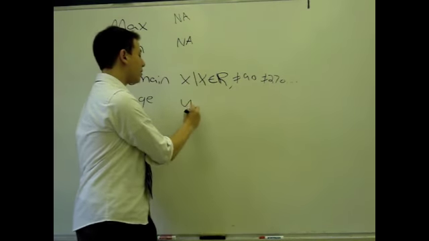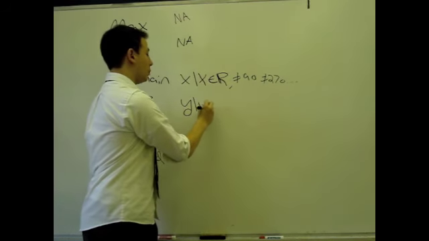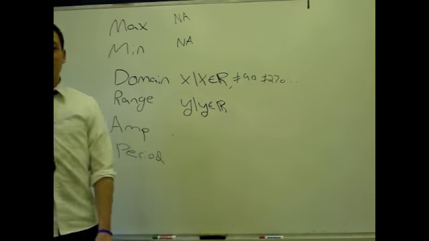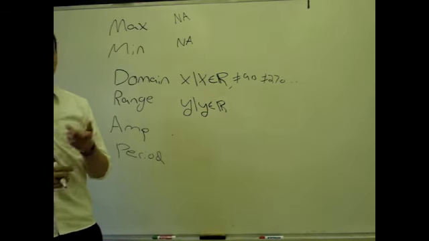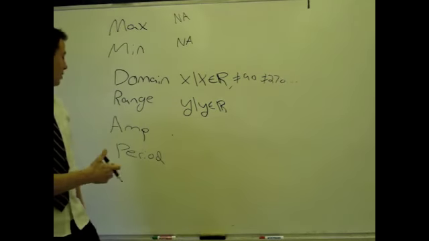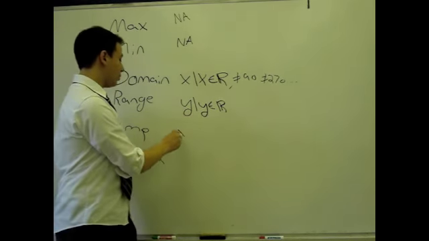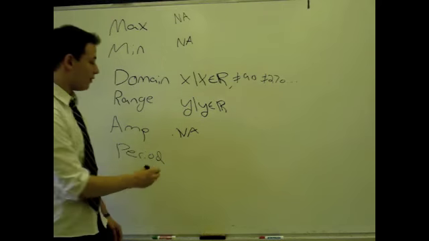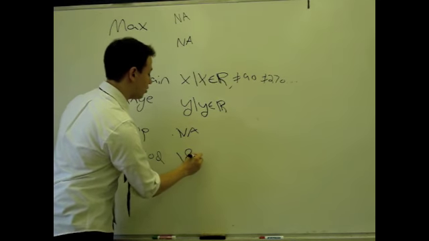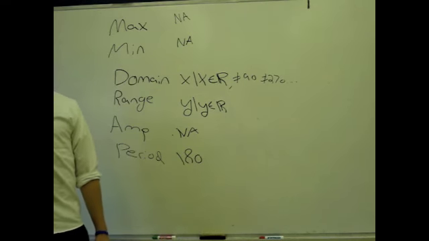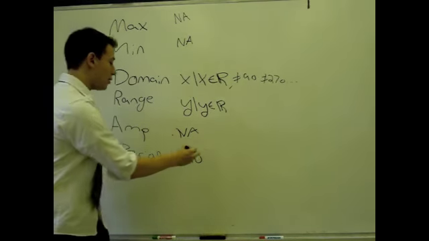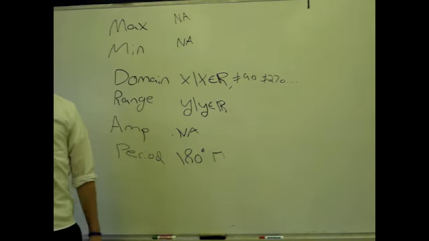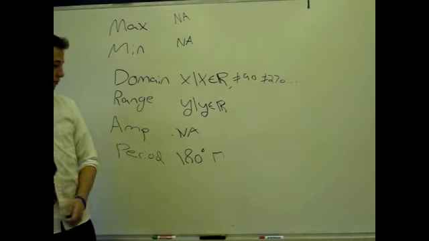The range is y, can be all real values, because the graph reaches an infinite y value in the positive way as well as in the negative. The graph also has no amplitude because of this, and the graph has a period of 180 degrees because it has asymptotes at both negative 90 and 90, and in radians, this is just pi radians.